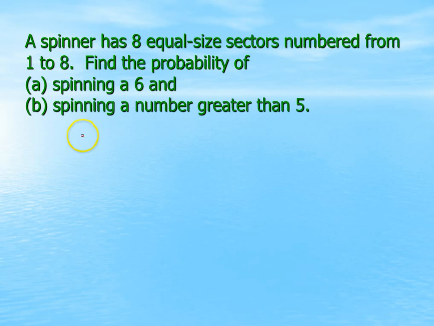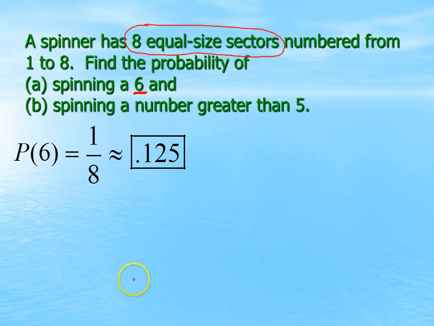So an example, a spinner has 8 equal-sized sectors. So there's 8 different sections. They're numbered from 1 to 8. Find the probability of spinning a 6. Okay, well, what's our probability? How many 6s are there? 1 out of how many options? 8. So my probability to roll a 6 is 1 out of 8.